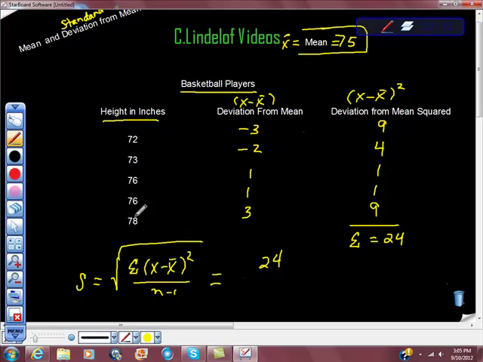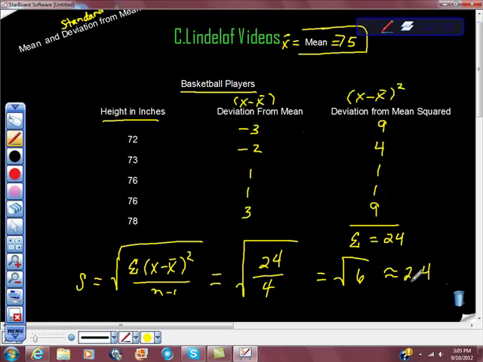N, the number that we have in our sample, is 1, 2, 3, 4, 5. So 5 minus 1 is 4. And we want the square root of that. Well, 24 over 4 is 6. So we have the square root of 6 as our answer. That is loosely equal to 2.4.